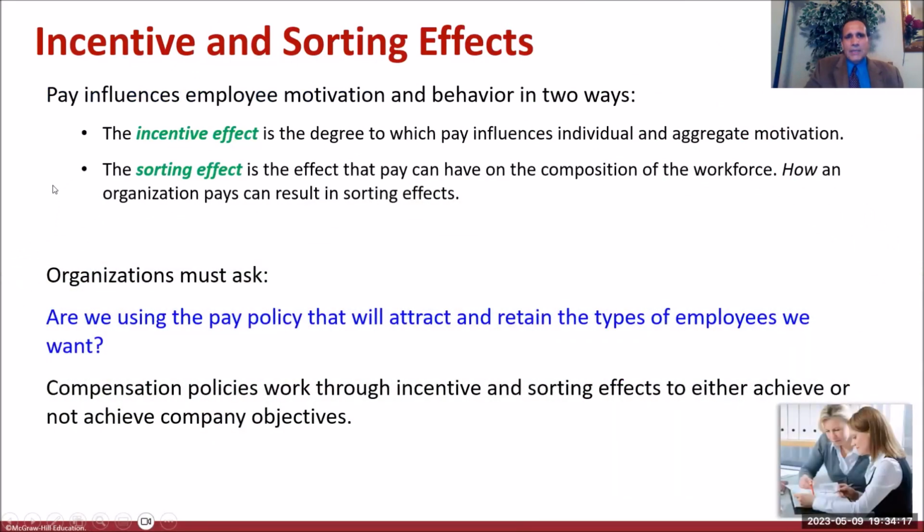So pay influences employees' motivation and behavior through incentive effect and through sorting effect. Incentive effect is the degree to which pay influences individual and aggregate motivation. The sorting effect is the effect that pay can have on the competitiveness of the workforce, or the composition of the workforce that eventually makes them competitive through diversity and the diversity of ideas. So how an organization pays can result in sorting effect.